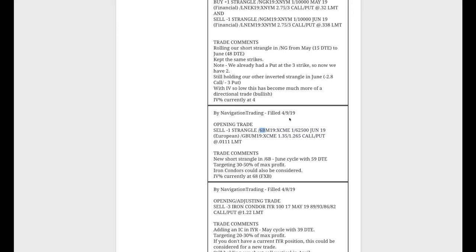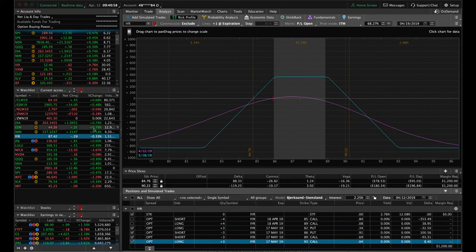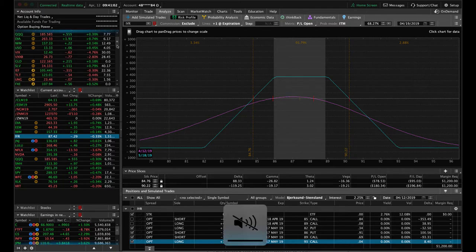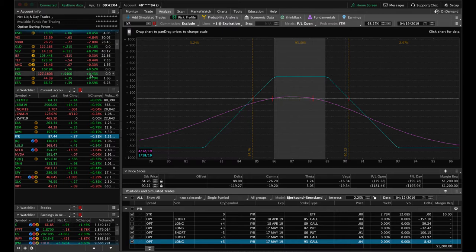Well, we put this on 4/9, which is Tuesday, and then literally 2 days later, they announced that they're extending the deadline to October. A bunch of the uncertainty, fear just dropped out of the market. And when that happens, implied volatility contracts, which is exactly what we were looking for. And so we went ahead and booked that.